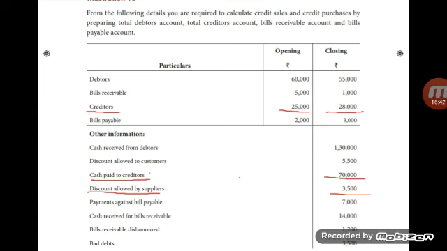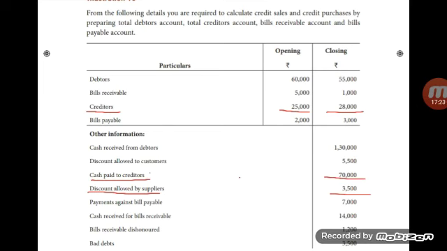Draw the account. Then start with the opening balance. How? Creditor is a liability, so enter the opening balance on the credit side as by balance brought down, amount 25,000. Then all other items on the debit side. To cash paid to creditors 70,000. To discount allowed by suppliers 3,500. Then the closing balance as to balance carried down, amount 28,000. Children, don't forget, before writing the closing balance, take the balancing figure of bills payable accepted during the year.